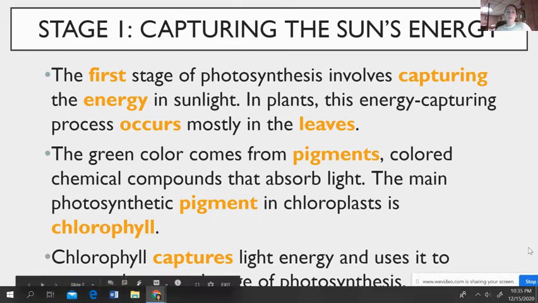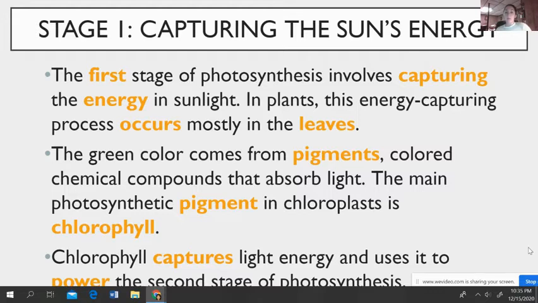The first stage of photosynthesis involves capturing the energy in the sunlight. In plants, this occurs in the leaves. That's why they're very green. That's why you see them changing colors in that process. The green color comes from the pigments that are inside the leaf, and they are colored compounds that absorb light. And then the main photosynthetic pigment in the chloroplast, which is that organelle in plants that helps this process occur, is chlorophyll.